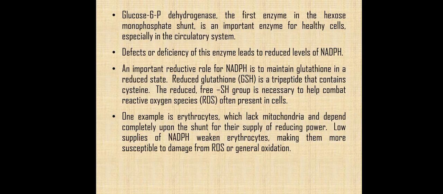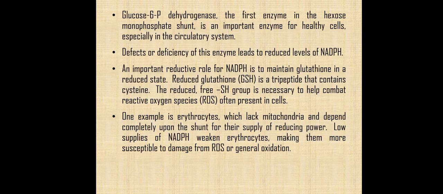The glucose 6 phosphate dehydrogenase, which is the first enzyme within this hexose monophosphate shunt, is an important enzyme for healthy cells, specifically within the circulatory system. The defect or deficiency of this enzyme leads to reduced levels of NADPH, because majorly it is the major pathway for the generation of reducing power. An important reductive role of the NADPH is to maintain the glutathione in its reduced state.